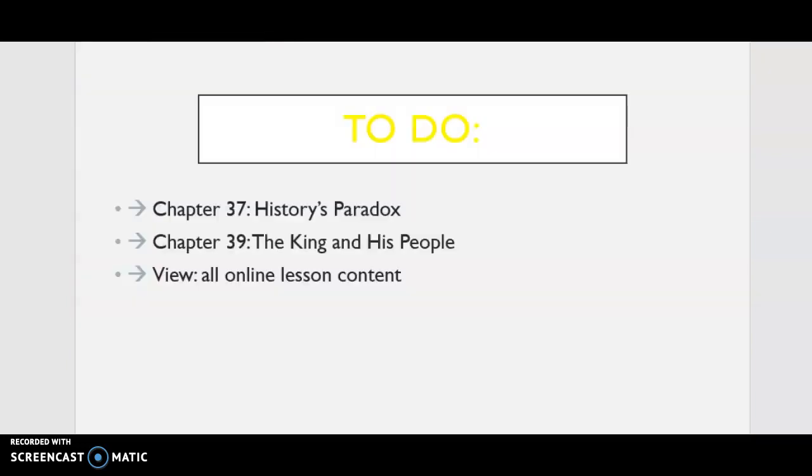So, to do for Friday, September 6th, and if you didn't get it done on Friday, you can also complete it on Monday, September 9th. We have open house that day, but if you have some extra time and didn't finish everything, you can take care of it then. We are reading chapter 37, History's Paradox, and chapter 39, The King and His People. And you also want to view all the online lesson content that you find on your plan. So that is what's going on. Again, this was Friday, September 6th.